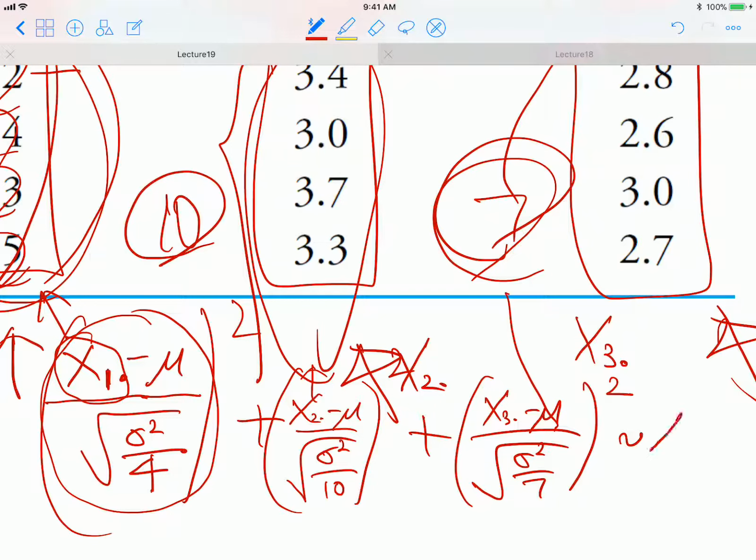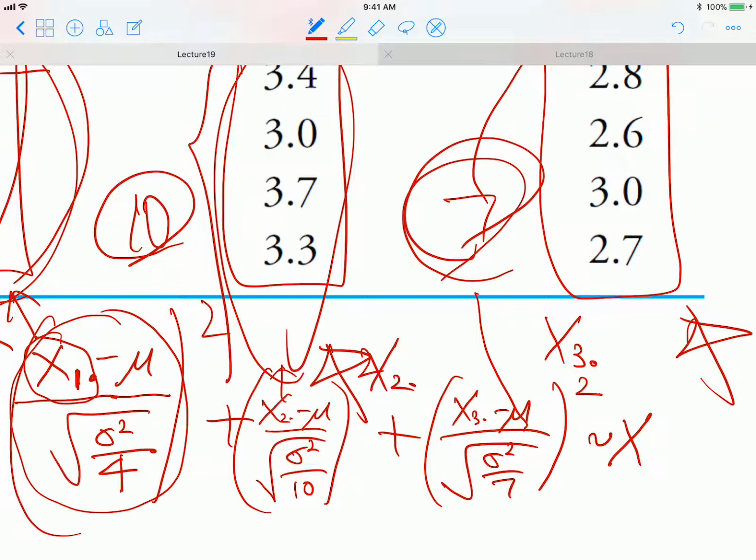And then it will follow the chi-square distribution with the degree of freedom of what? What was the degree of freedom in this case? 3, right? Because we simply added 3 standard Gaussian random variables, right?